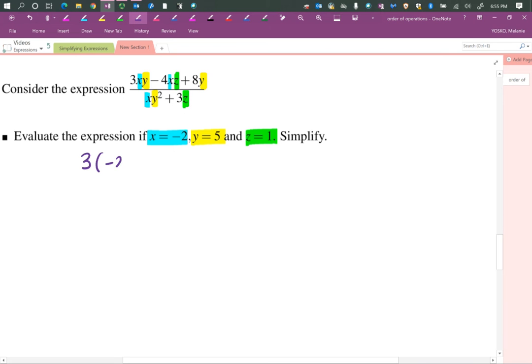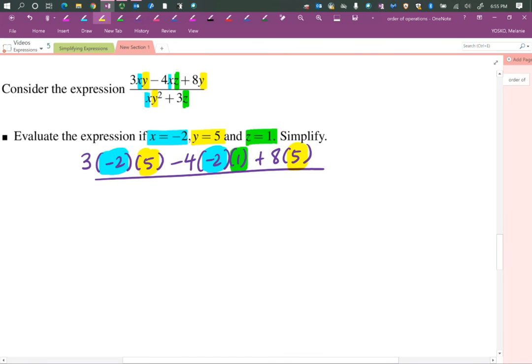So 3 times -2 times 5, okay, because the y is 5 and the x was a -2, minus 4 times x, so now it's a -2, times a z, I'm going to put a 1 right there, plus 8 times y, so 8 times 5.